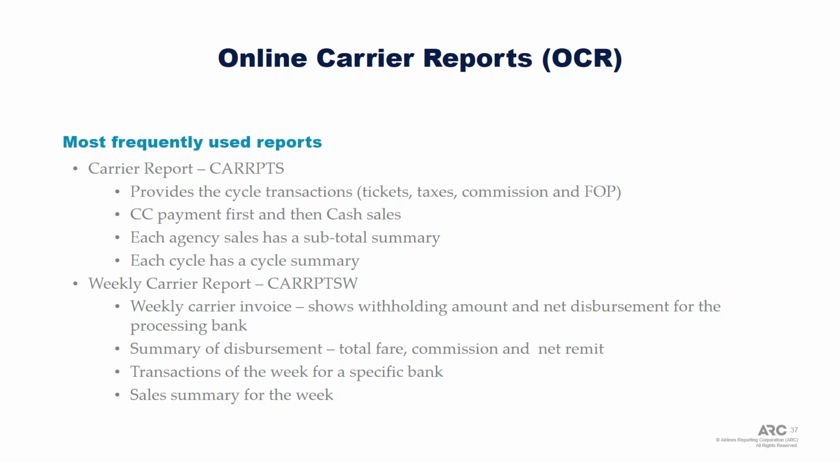Each cycle has a cycle summary. The weekly carrier report is going to show you the withholding amount and net disbursement for the processing bank. You're going to have the summary of your total fares, commissions, and your net remit. Transactions of the week for a specific bank, Bank 7 or Bank 9, and it's going to give you your entire sales summary for the week.